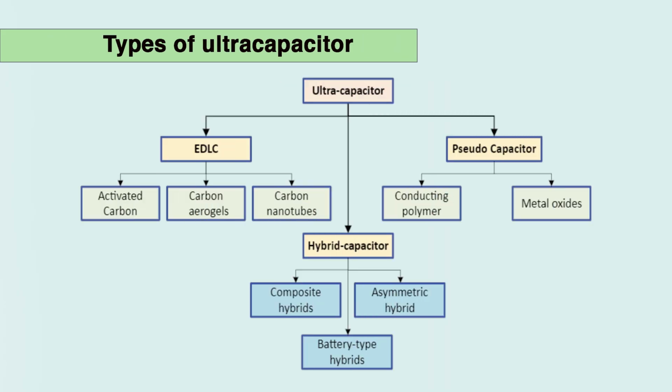Let us see what different types of ultracapacitors are available. The first type is known as EDLC, and there are three types of EDLC capacitors. The first one is activated carbon, the second one is carbon aerogel, and the next one is carbon nanotubes.